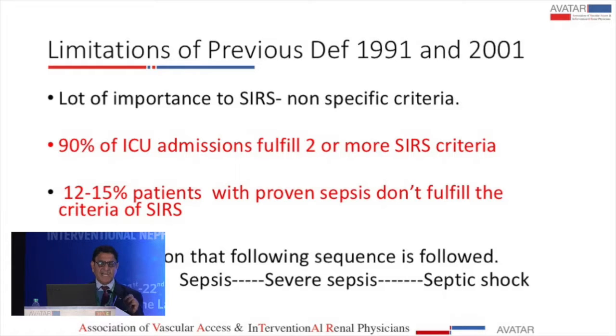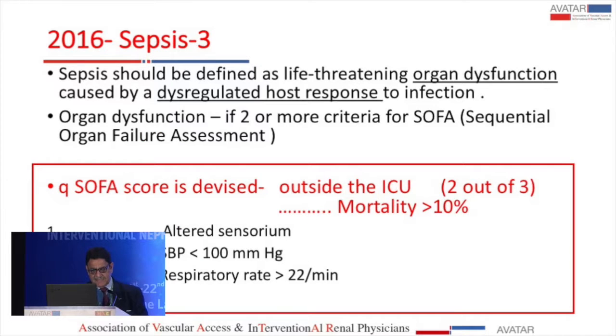For quick identification and screening, they devised the quick SOFA score. There was a comparison of many scores to decide which should ideally be used, and it was decided that we should use quick SOFA score. As per this, if a person fulfills 2 of the 3 criteria, that is altered mentation, systolic BP of less than 100, or respiratory rate of over 22, he will be defined to have sepsis.